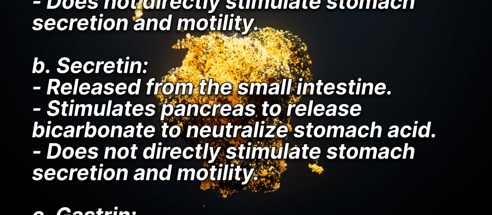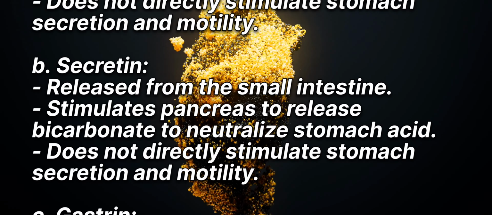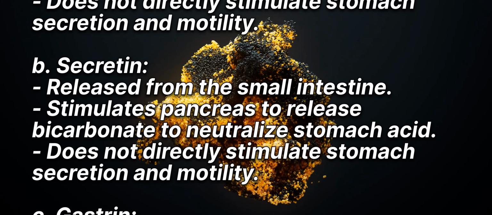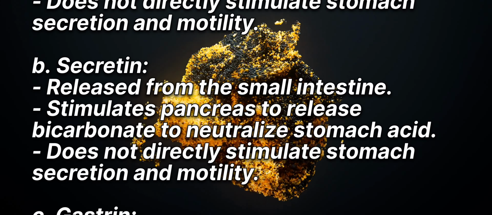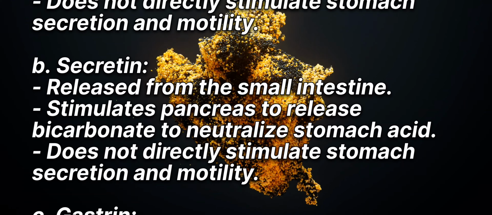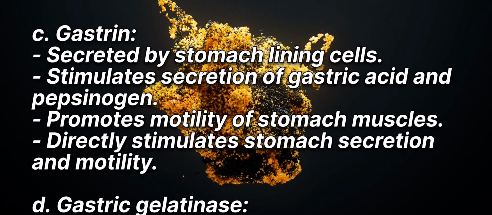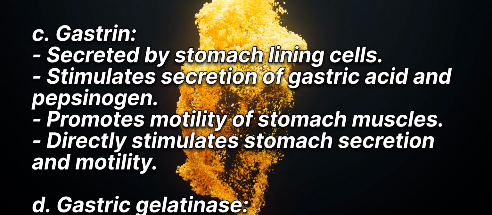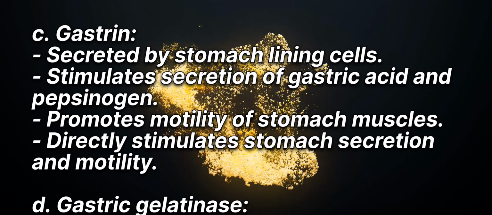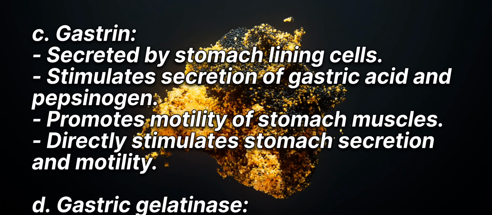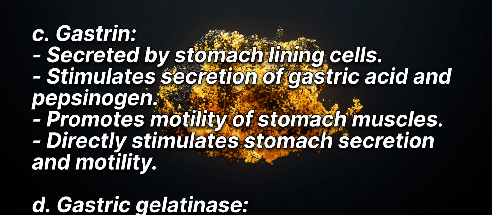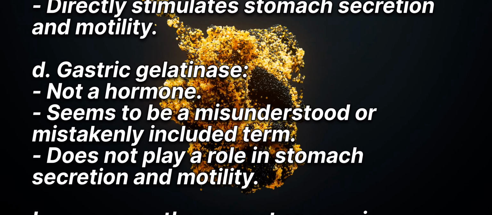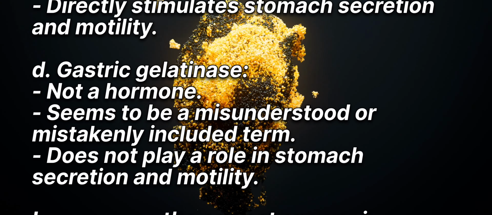B. Secretin, released from the small intestine, stimulates pancreas to release bicarbonate to neutralize stomach acid, does not directly stimulate stomach secretion and motility. C. Gastrin, secreted by stomach lining cells, stimulates secretion of gastric acid and pepsinogen, promotes motility of stomach muscles, directly stimulates stomach secretion and motility. D. Gastric gelatinase, not a hormone.